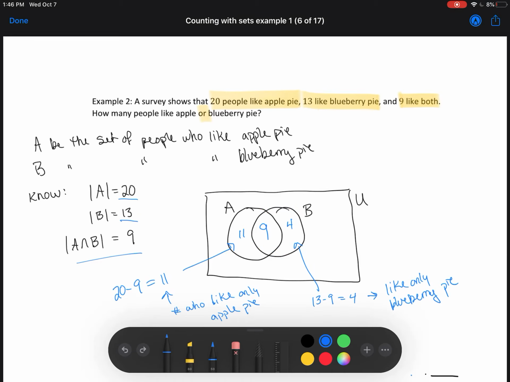All right, sounds good. So now the question is, how many people like apple or blueberry pie? So basically what we're looking for there is the cardinality of A union B. And again, that's apple or blueberry. And remember, our definition of or in mathematics is they like apple or they like blueberry or they like both. So the way that we're going to get that is by simply adding these numbers in our Venn diagram. So we have 11 plus 9 plus 4, which is 24 people who like apple pie or blueberry.